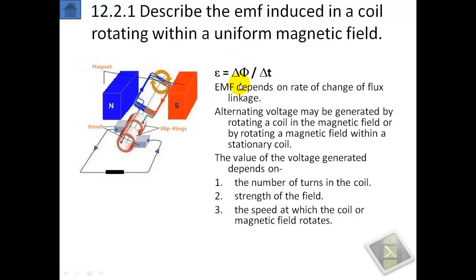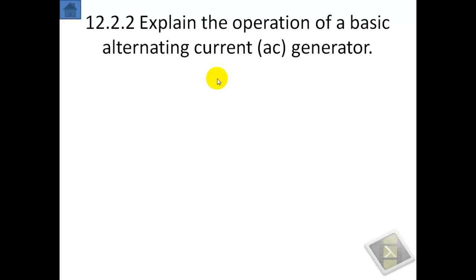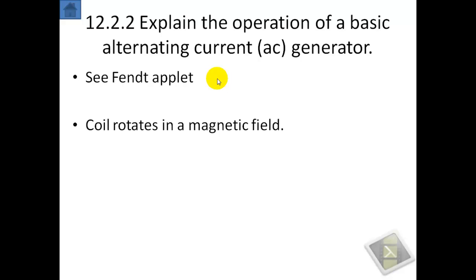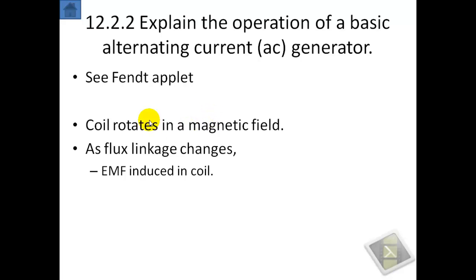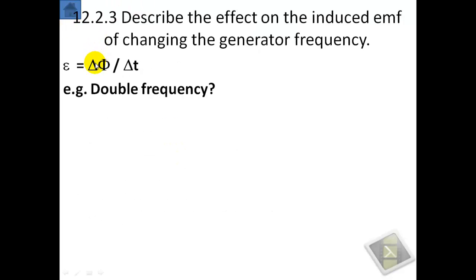If it rotates twice as quickly, you're going to get a higher frequency, and you're also going to get a larger EMF. We have to explain the operation of a basic AC generator. So I'll show you this applet at the end. The coil rotates in a magnetic field, and because it rotates, the flux linkage changes. The changing flux will induce an EMF in the coil. When the coil reverses and goes on the other side, the changing flux induces an EMF again, but in the opposite direction. This is an interesting thing. If you rotate it twice as quickly, the rate of change of flux will be twice as much. We'll look at a Java applet.